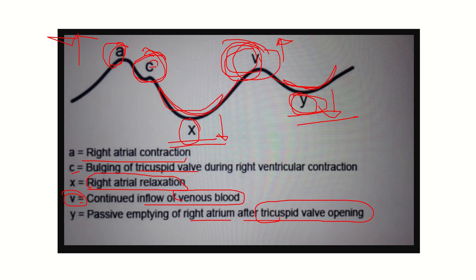So what is the X? X occurs due to right atrial relaxation. And what is Y? Y is when blood enters from the right atrium to the right ventricle.